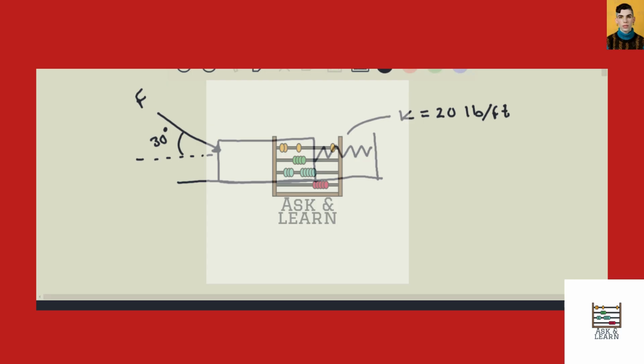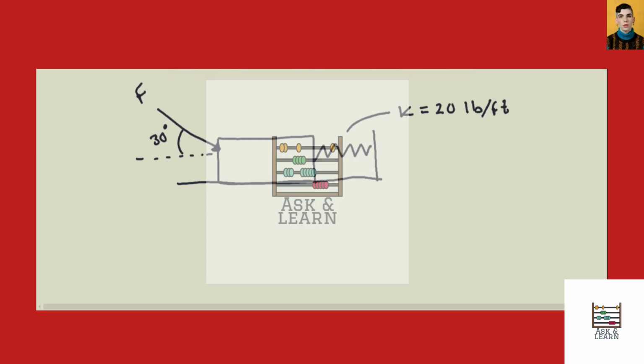So in this problem, we have a block that's being pushed into a spring by a force at an angle of 30 degrees. And we want to find the power that is generated once this block is pushed 1.5 feet. We can call that S, so 1.5 feet. We're also given the weight of the block, which is 50 pounds.